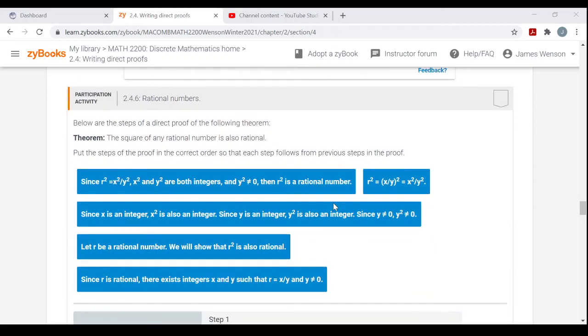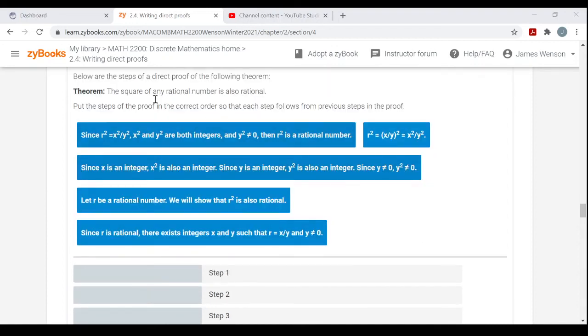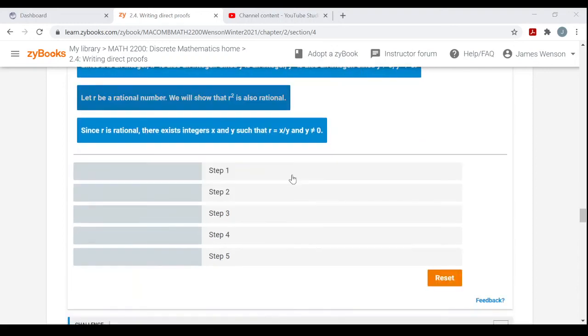All right, here, I'll let you do this one. What would you start off assuming? What would be the first step in a proof that the square of any rational number is also rational? This is like, if I have a rational number, say r, then its square, r squared, would also be rational. You could write it as an if-then statement, and I'll let you fill in the steps there.